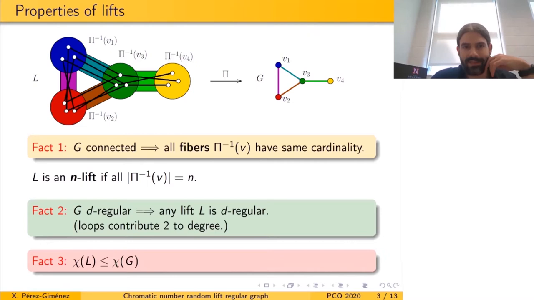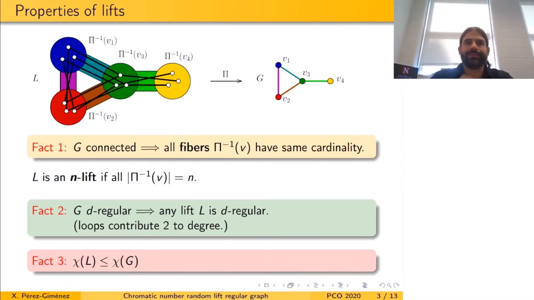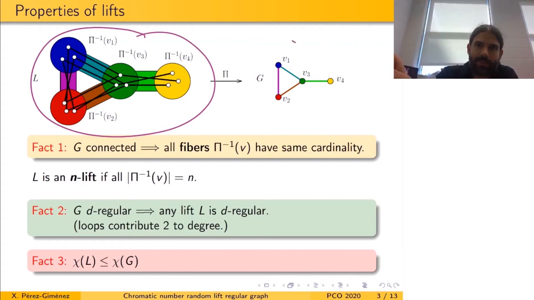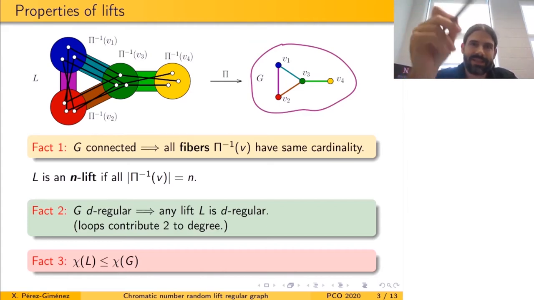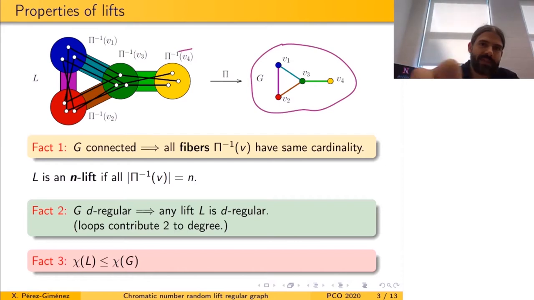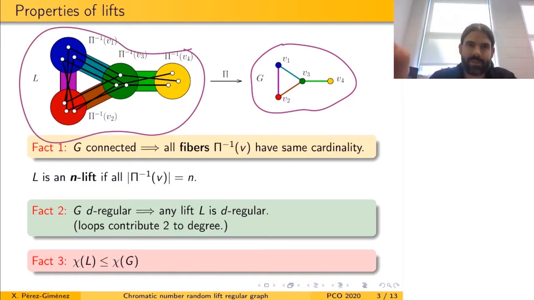So we're mainly interested in the chromatic number and how the chromatic number of a graph and a lift relate to each other. Clearly, the chromatic number can only go up when you take a covering map, because if you have a proper coloring of your base graph, this is a proper coloring. It's not the best thing because this has chromatic number 3, but anyway, if you let each fiber inherit the color of the corresponding vertex, that gives you a proper coloring of the lift.